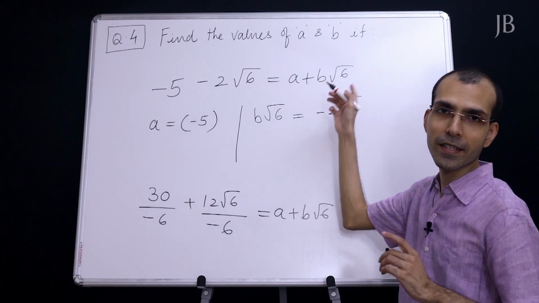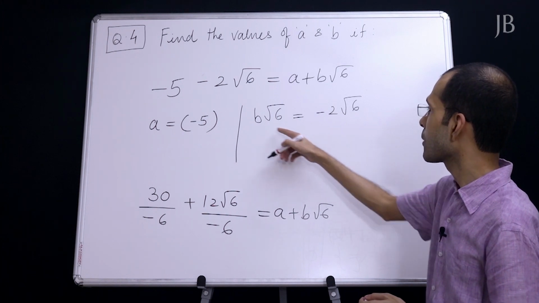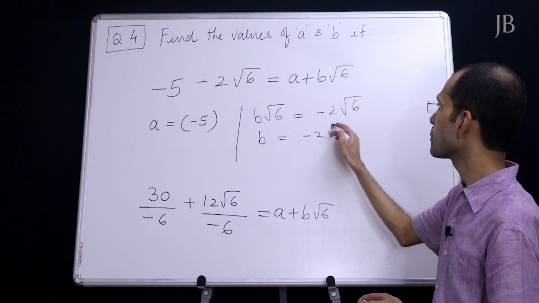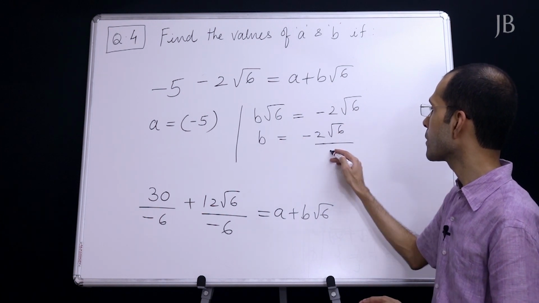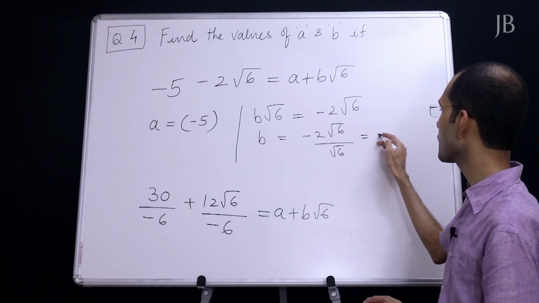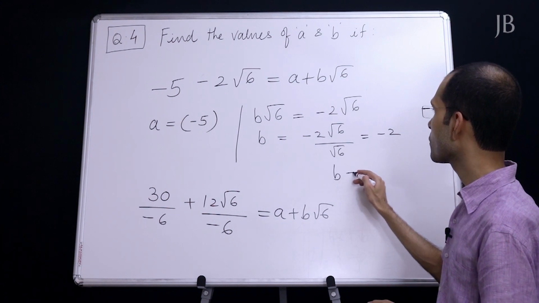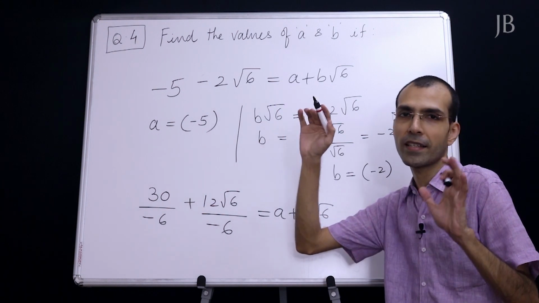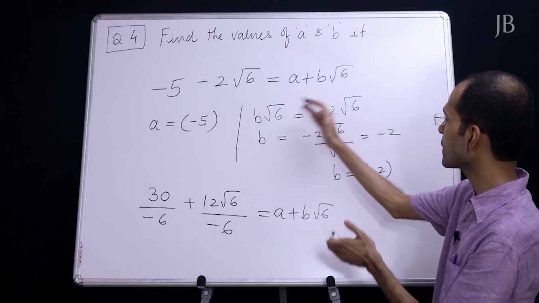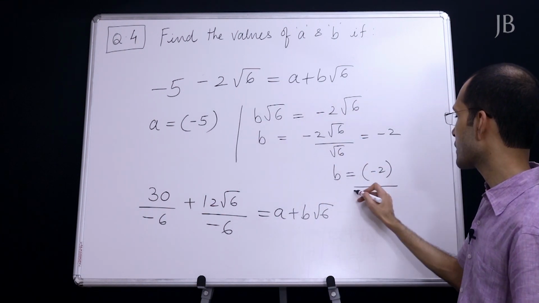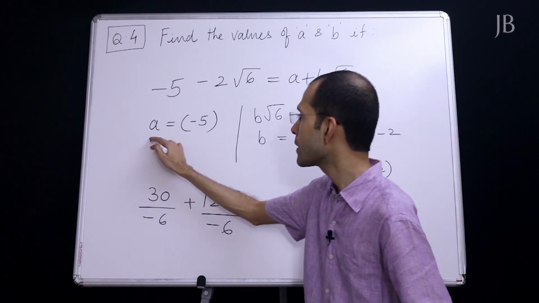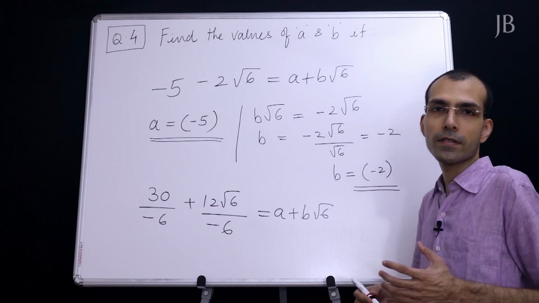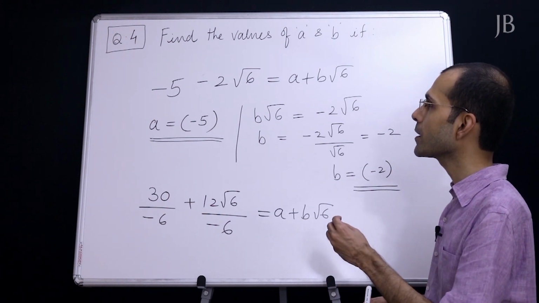Most of the students make mistakes in signs. Now we want to find b, na? Okay. So b would be minus 2 root 6 upon root 6. How much is that? Minus 2. So b would be minus 2. You could have done this by observation also, but if you find that difficult, actually show these steps, no problem. So just double underline this. B is minus 2 and a is minus 5. Now this completes your question number 4.